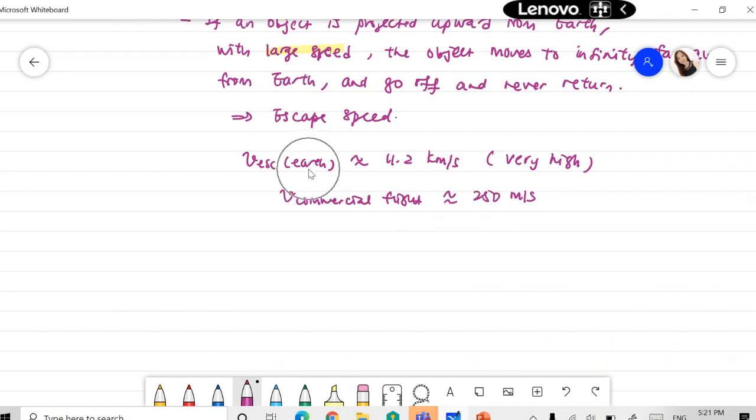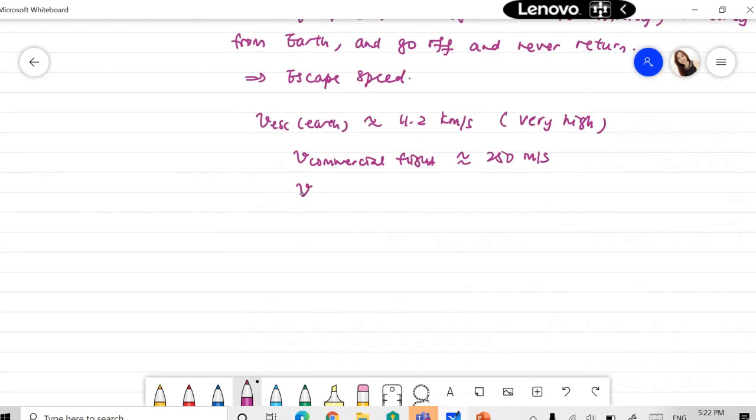The escape speed for the Earth is so high that our commercial flight is able to fly to a high altitude, but the speed has not yet reached the escape velocity. Consider the average velocity of a gas molecule at a layer of atmosphere around the Earth, which is about 500 meters per second. If you compare with the escape velocity of the Earth of 11.2 kilometers per second, this 500 is considered small as well. So that's why in our atmosphere, near the surface of Earth, there is a lot of gas.